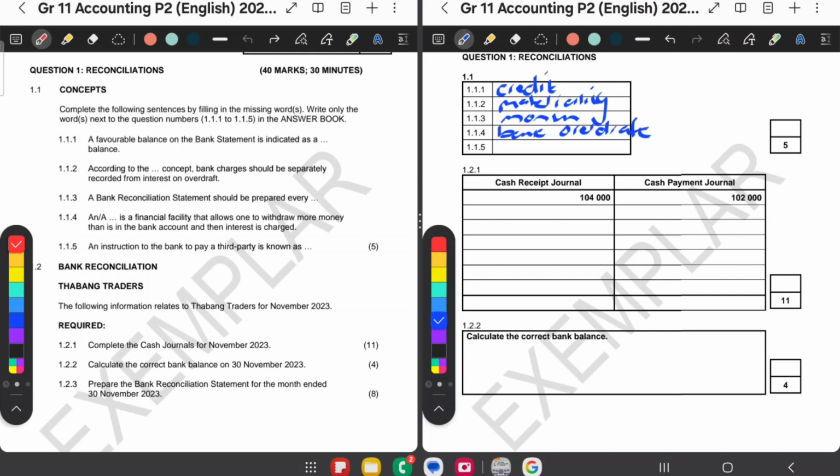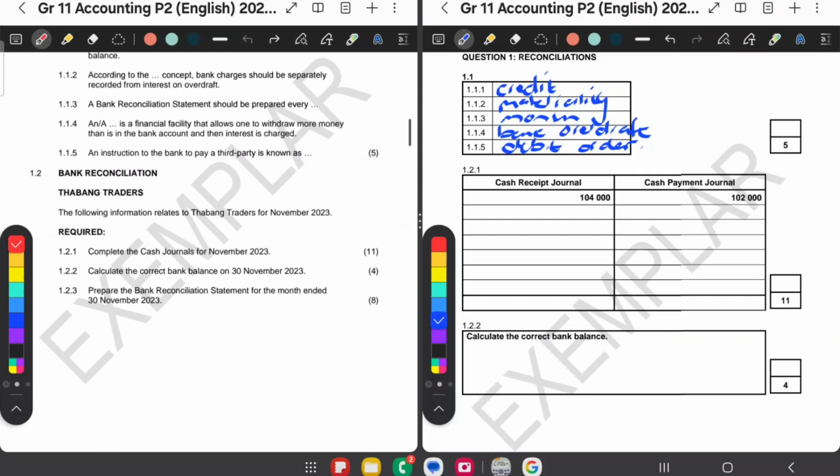Okay. And then the last question is, what do you call an instruction to a bank to pay a third party? So to pay someone else. The bank must pay someone else on your behalf. That's called a debit order. Okay, so there you go. That's how you would get 5 marks for that question.